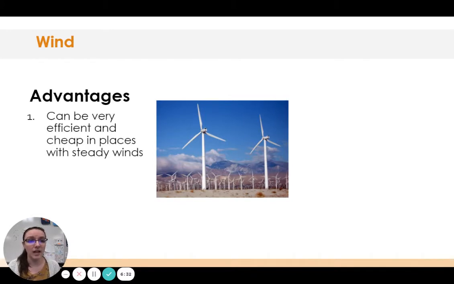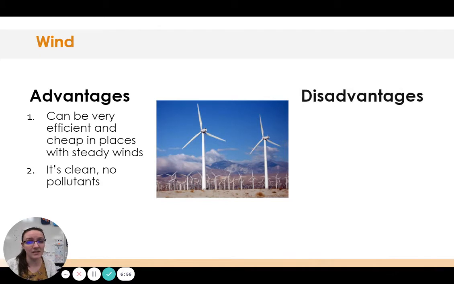So some advantages of wind power is that it can be very efficient and cheap where there are steady winds. So if you think about out at the ocean or in these mountain passes, if you've got constant wind, then this is a super efficient and cheap energy source. It's also clean. You're not burning anything. There are no pollutants. There's no smoke, anything like that.